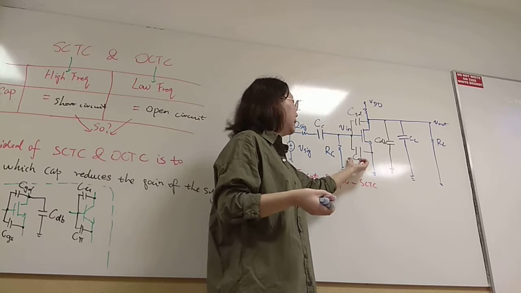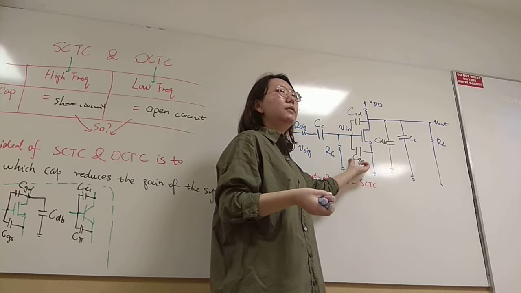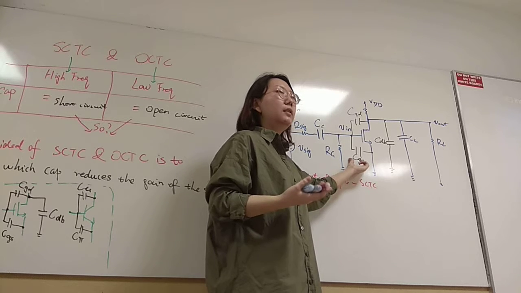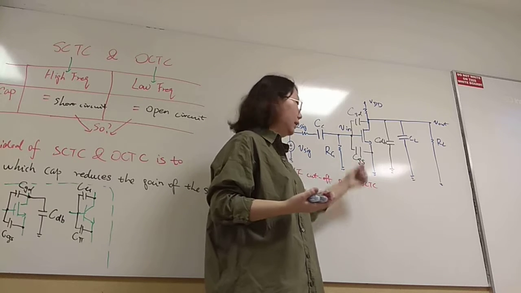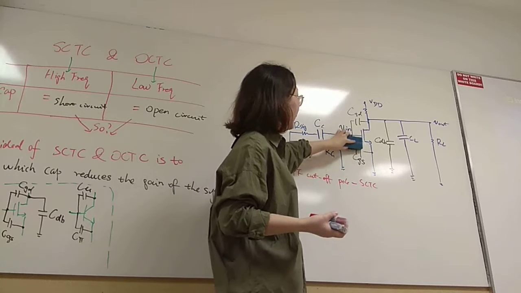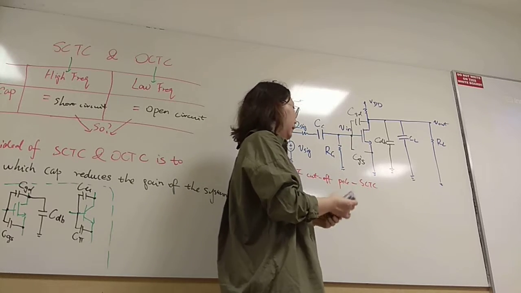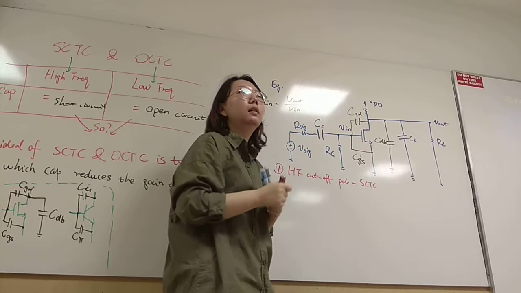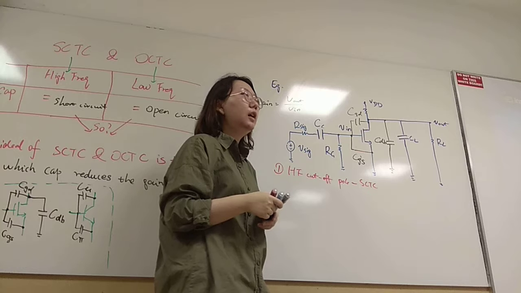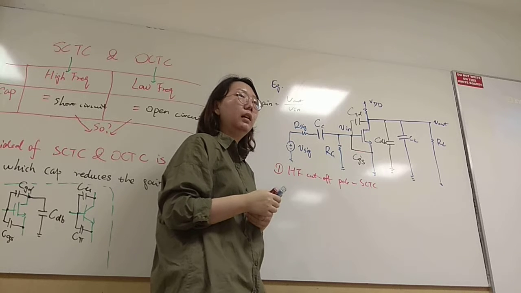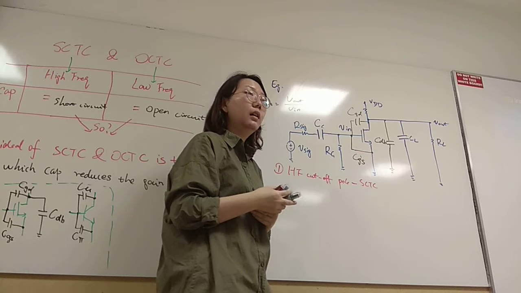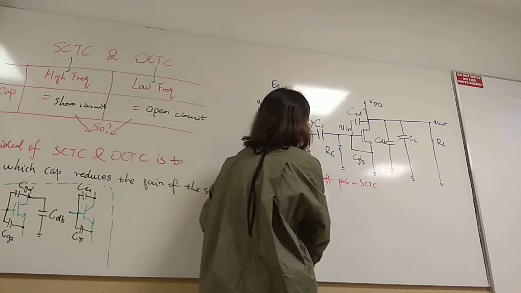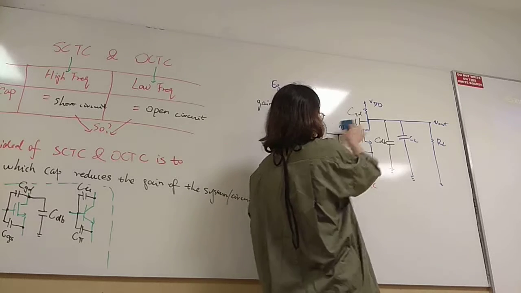If I want to see the effect of CGS, how should I do it? We do the same thing, right? Short circuit. What's the first step? Short circuit where? CGS. So if I want to see the effect of my CGS, I short it. Then again we redraw. How about the other capacitors? Open, right? Just take them off. Remove.